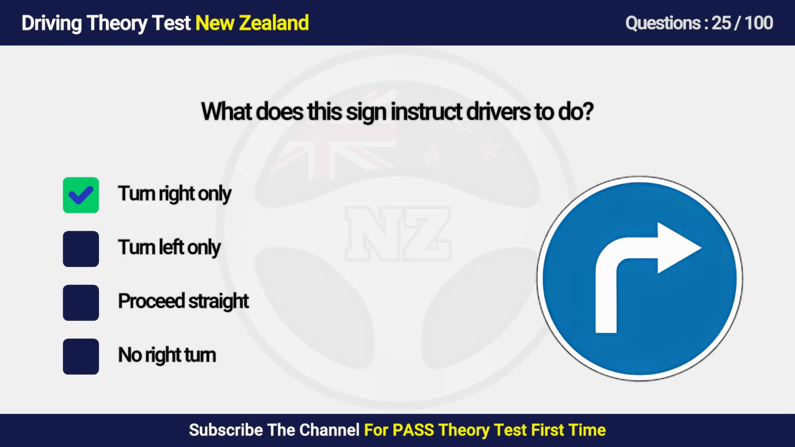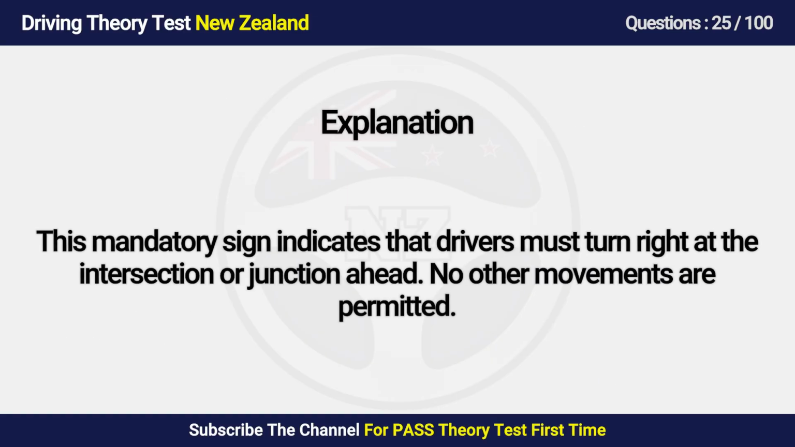Answer is A. Turn right only. This mandatory sign indicates that drivers must turn right at the intersection or junction ahead. No other movements are permitted.